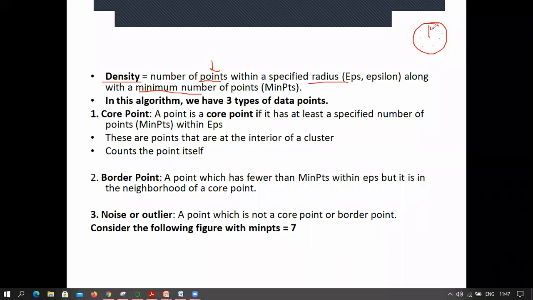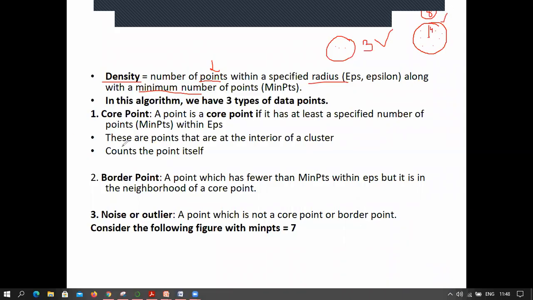Number of points within the specified radius. Now, how many data points are there within this? Suppose I'm taking the radius of this as 4. It is 1, 2, 3, 4, 5, 6, 7, and 8. So you can see the density of this is 8. Okay, so density is representing this thing. Is it cleared? If I'm drawing one more circle in which there are only 3 data points, you can say the density of this is very less because there are just 3 data points within this epsilon radius. So density is very less here, density is high there, right?